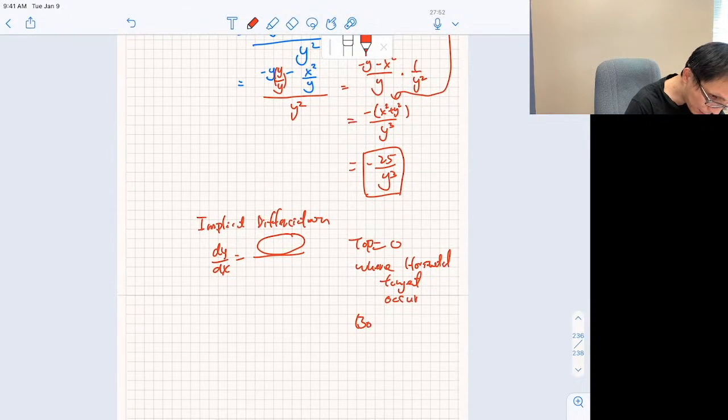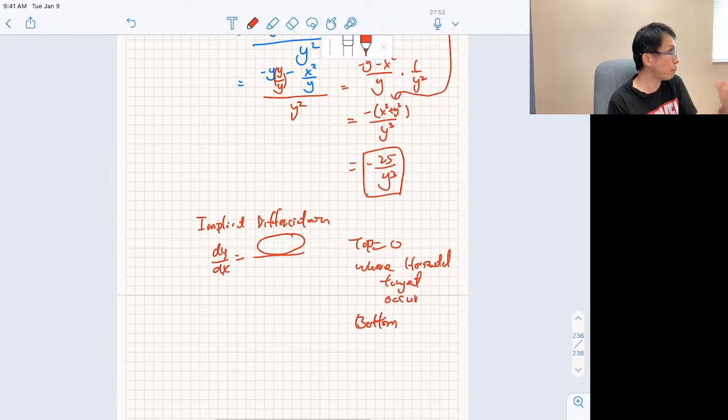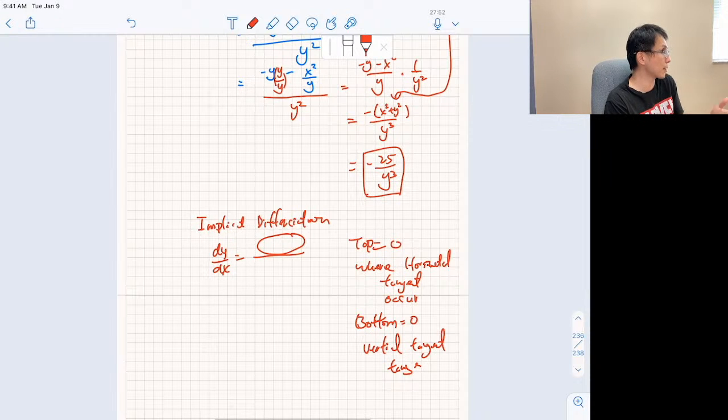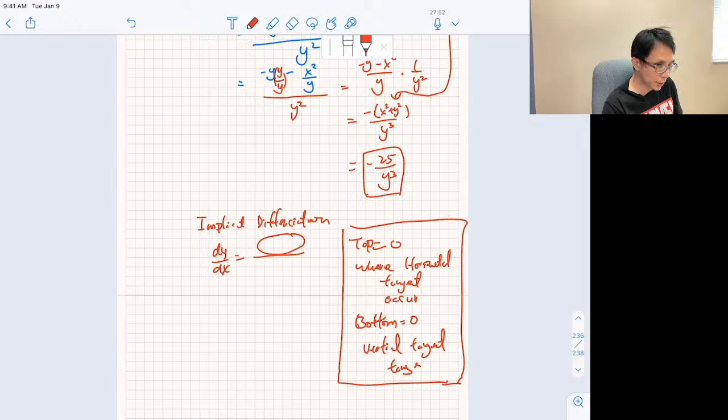If you set the bottom equal to 0, dy/dx is undefined. If the bottom equals 0, that is where the vertical tangent occurs. Does that make sense? Because if the bottom equals 0, then it's undefined, and if it's undefined, it's a vertical tangent. Conceptually, you need to understand this, because some homework questions will involve it.